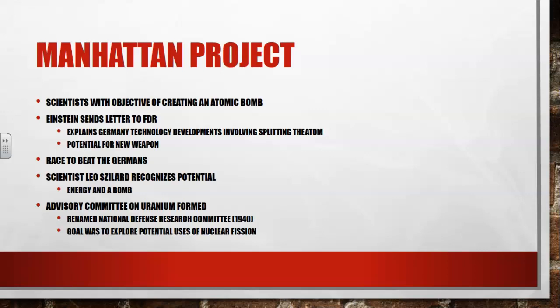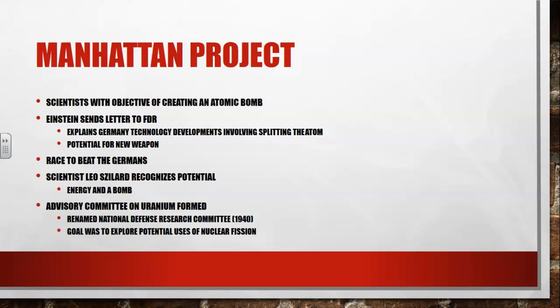Basically saying to Roosevelt, hey, you better do this before the Germans do it, because if the Germans get this first, it's going to be a whole new ball game. This war is not going to be easy to win. So there's going to be this race within the United States to beat the Germans when it comes to splitting the atom to create this new weapon. Scientist Leo Szilard, I'm going to butcher this name, is going to recognize the potential for two different things. Number one, for energy: we can use this for nuclear energy to create electricity. And number two, we can use this as a big old bomb. It's going to blow up and it can cause a lot of damage.